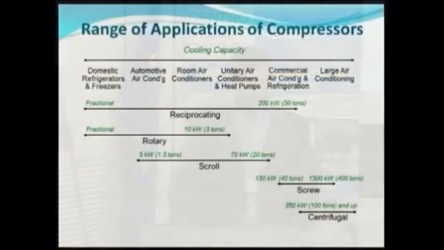Of course, as I mentioned earlier, the compressors have a big portion to play here. We're talking about different ranges. This slide tells us what kind of compressors work better: reciprocating, rotary, scroll, and centrifugal for different capacities. This is also a big issue here.